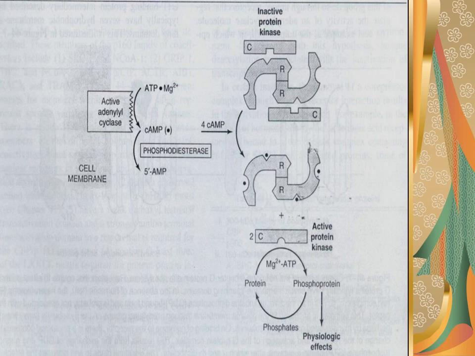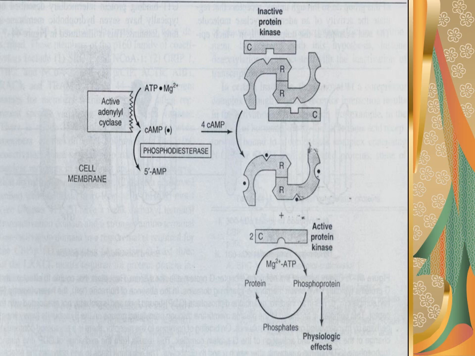As you see in this diagram, inactive protein kinase will bind these 4 cyclic AMP, which results in activation of the ATP in the presence of magnesium. It is converted to cyclic AMP, and this will activate the protein kinase, and the protein will be converted to the phosphoprotein, and this will exert the physiological effect.